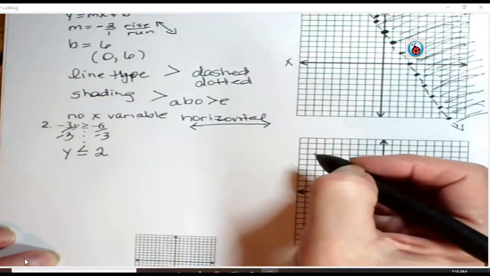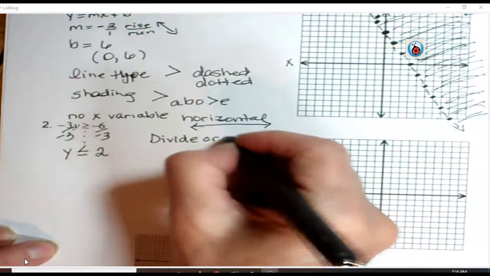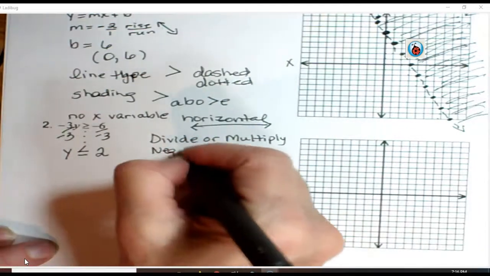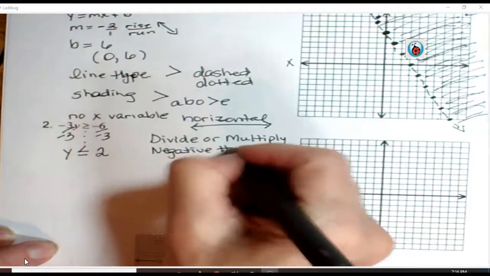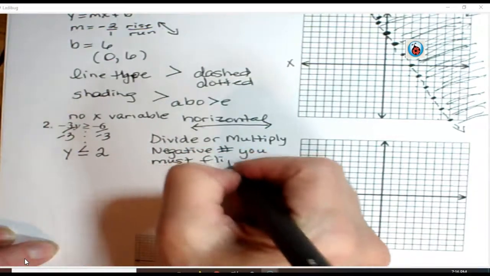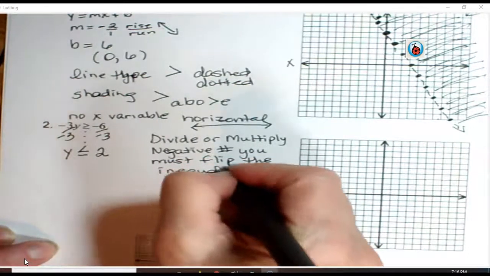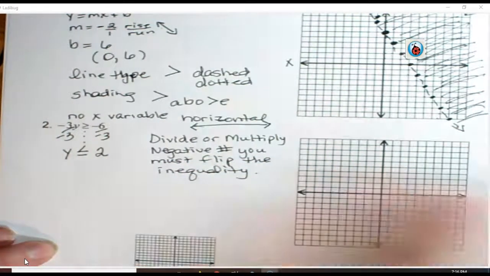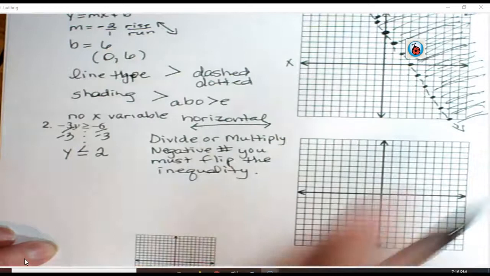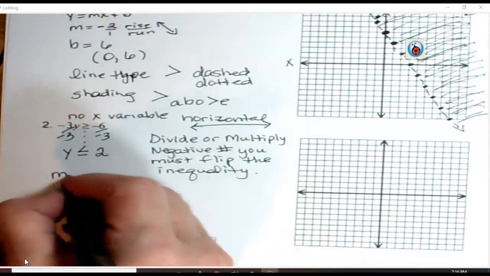So anytime you divide or multiply by a negative number, you must flip the inequality. And we learned that when we were doing linear inequalities. Okay, so since this was greater than or equal to, now it is less than or equal to because I divided by a -3. All right, so my m is 0.